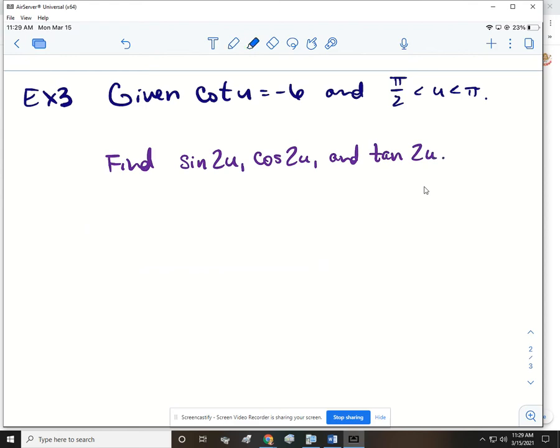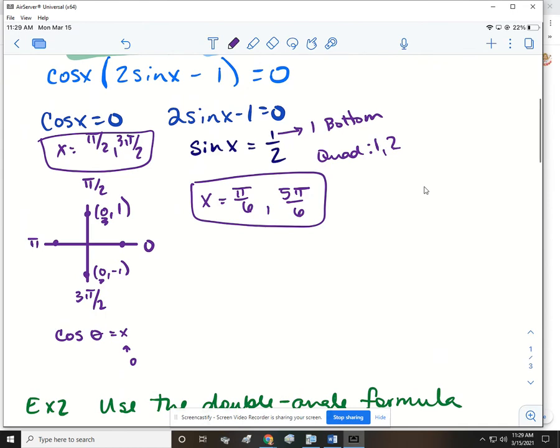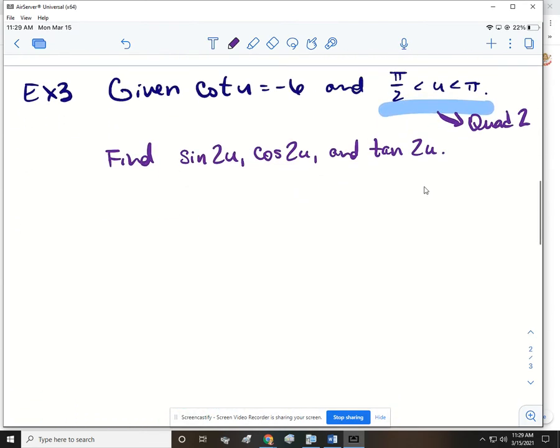So let's think about what this means. That is kind of a fancy way to tell you that this angle u is in quadrant 2. If it falls between pi over 2 and pi, because if we look back at this one, in between pi over 2 and pi is quadrant 2. So what I would do is I would draw a triangle in quadrant 2.